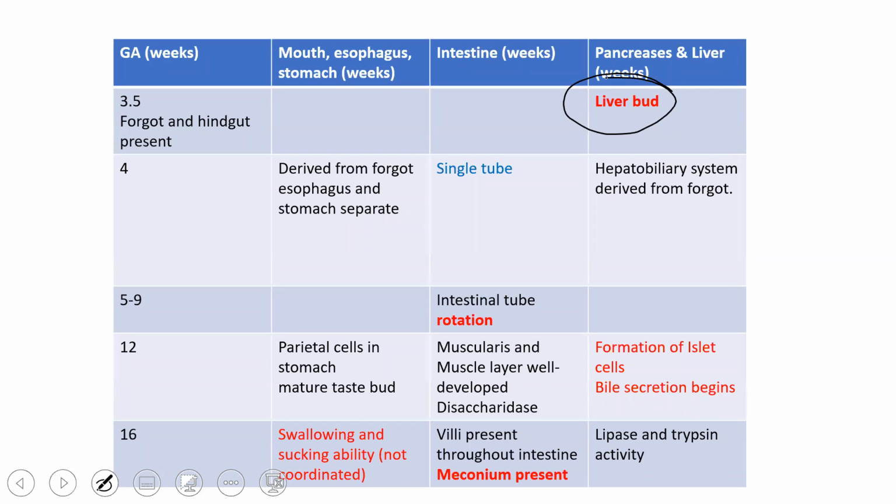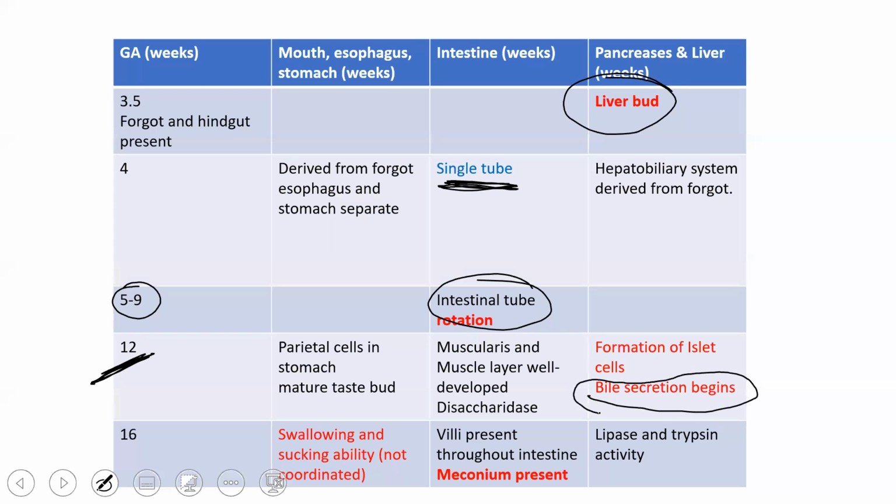As I said, at 4 weeks the single tube develops, which is made from foregut, midgut, and hindgut. Around 5 weeks of gestation, the intestine starts rotation. Initially 90 degrees, and then 180, so that ends up 90 plus 180, all the way to 270. The most important thing I need you to remember: at 12 weeks, bile secretion begins. Bile secretion starts around 12 weeks of gestation. Bile secretion is very important for fat digestion. Very good.